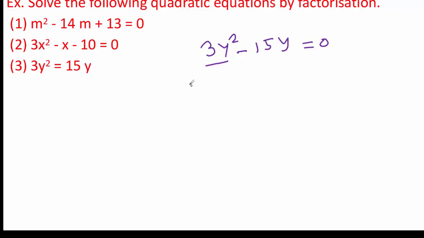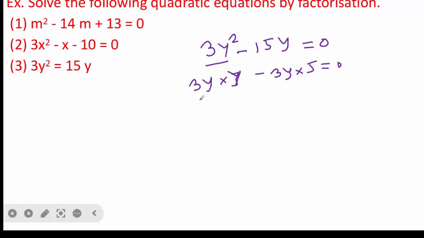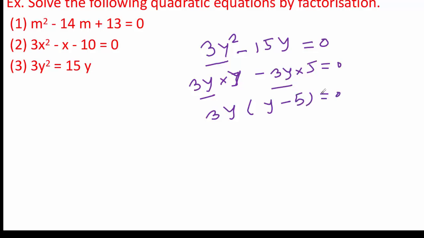3y square can be written as 3y into y, minus 15y can be written as 3y into 5. And from these two terms I can take 3y common. And in the second bracket there will be y minus 5. These are the remaining terms. Now the product of these two terms is 0. Therefore 3y equal to 0 or y minus 5 equal to 0.